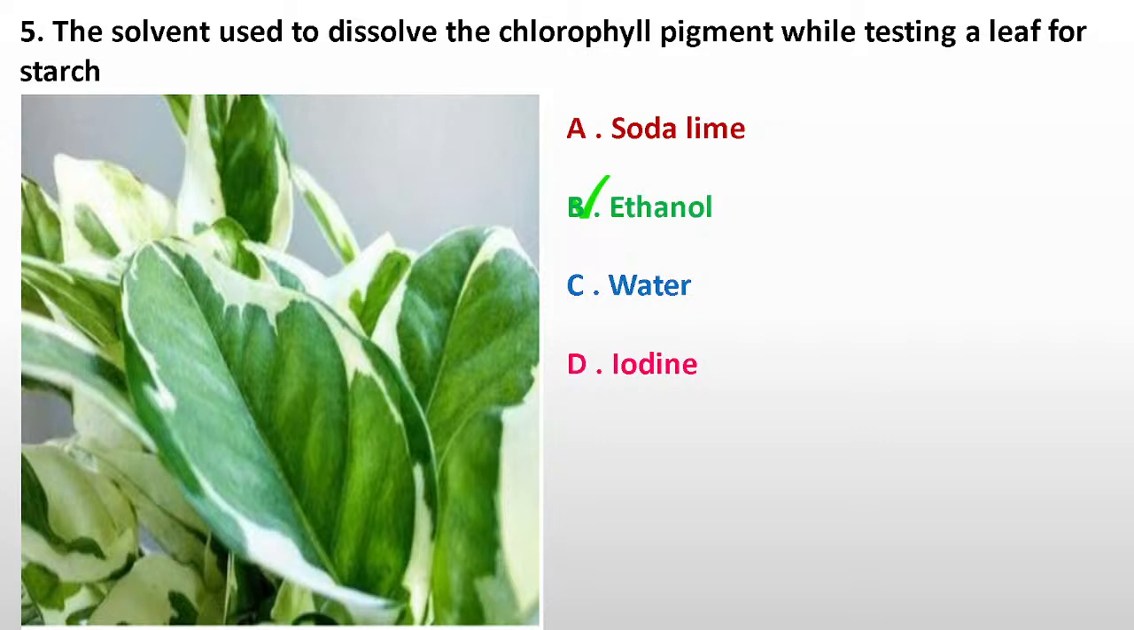Iodine is used to test the presence of starch. Okay, how would you dissolve the chlorophyll pigment?